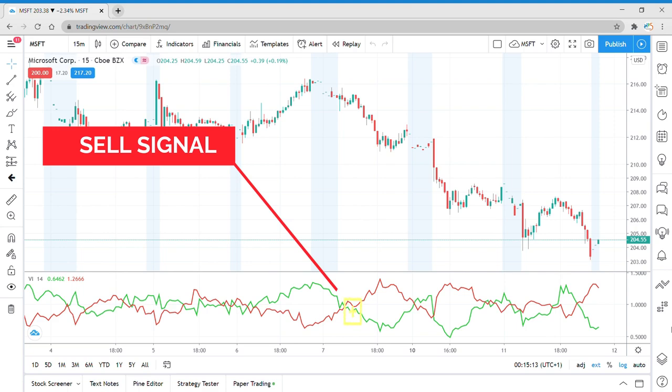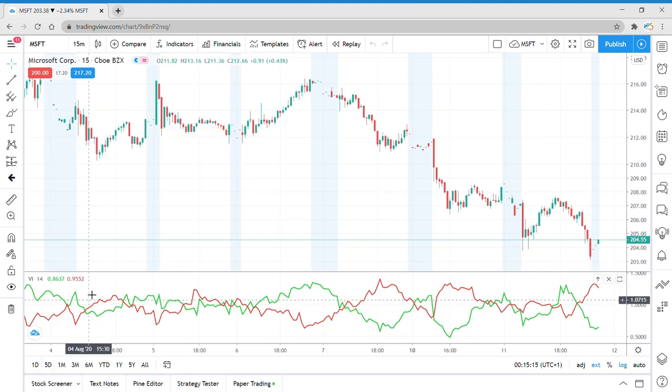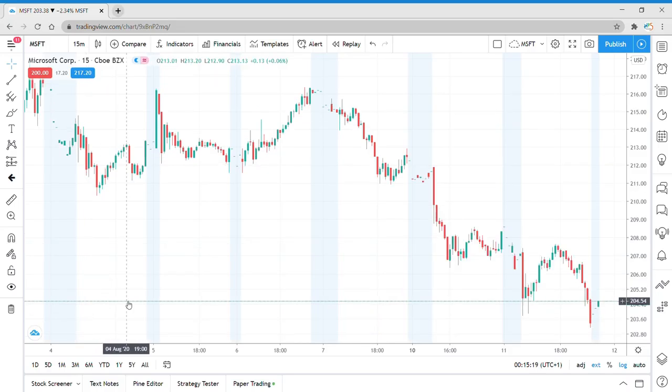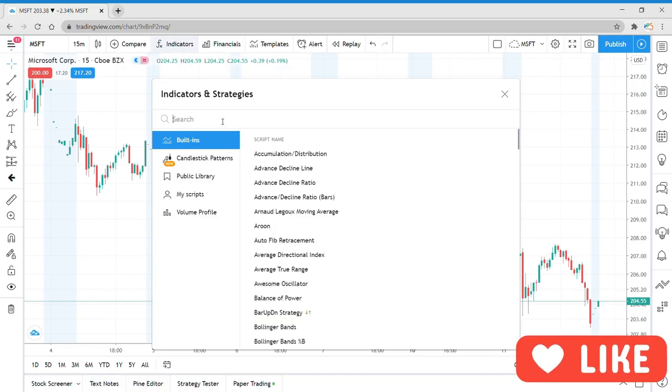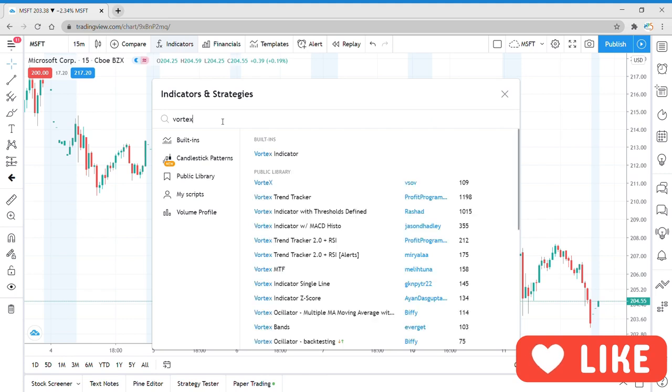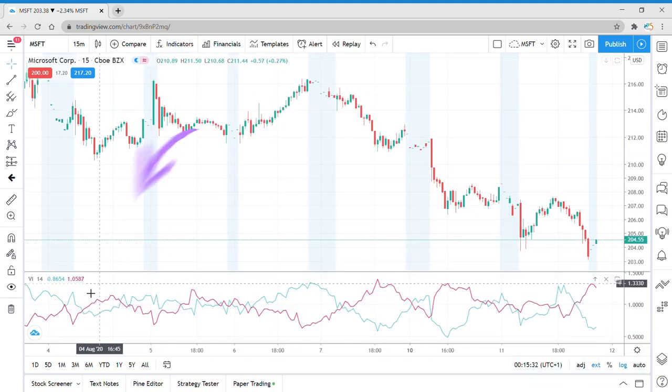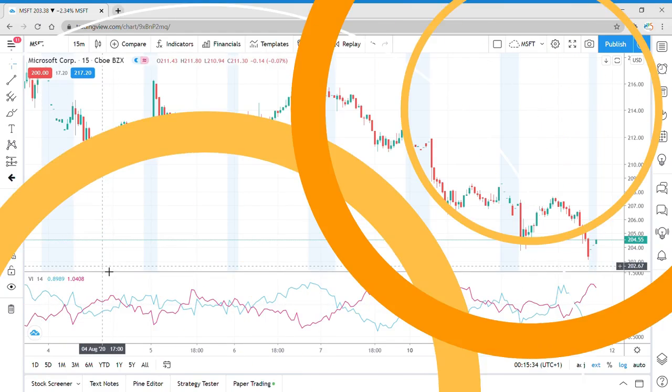So friends, as you can see, we have Vortex on our chart, but imagine we didn't. So let me just delete this. How are you going to add Vortex to your chart? Just go to the indicators tab of your broker, type in Vortex, and then click on it. It says Vortex indicator. And here, as you can see, Vortex is added to your chart.